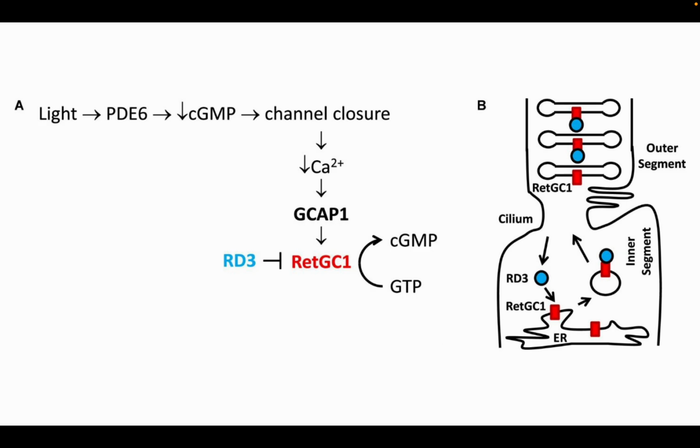This is just another image about how the entire process works. As you can see here, the light decreases cGMP levels, the channel closes, the calcium level goes down, and the lower calcium level activates GCAP1, which binds to RET-GC1. RET-GC1 goes under changes and converts GTP to cGMP. And this is just another image right here.